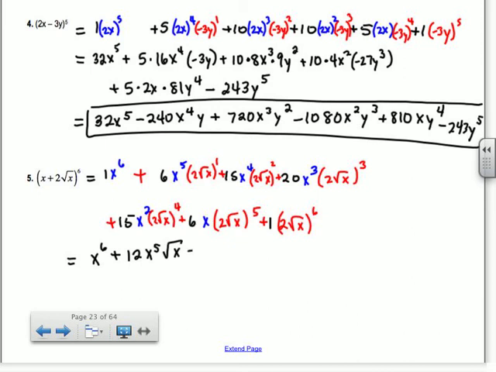Plus, can you guys kind of do this next one in your head? So if you have 15, now if you had 2 square root of x squared, what's 2 square root of x squared?